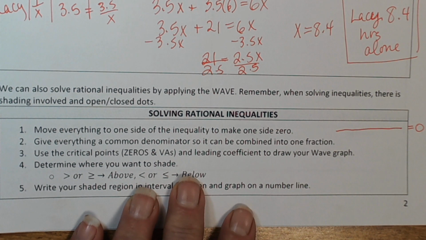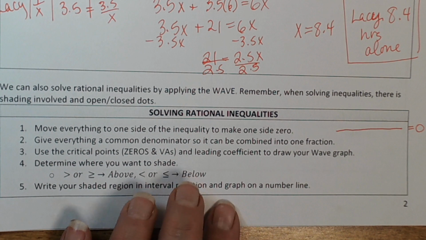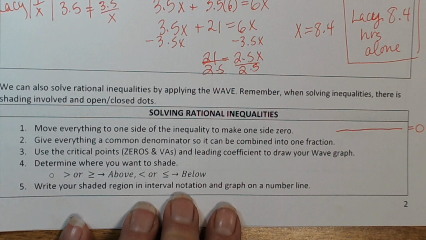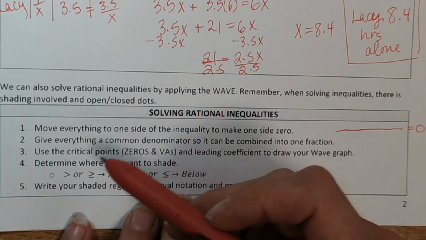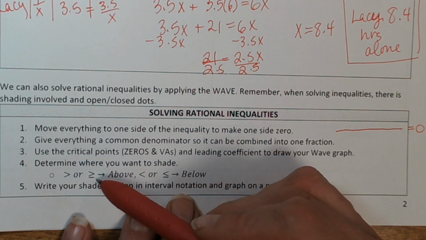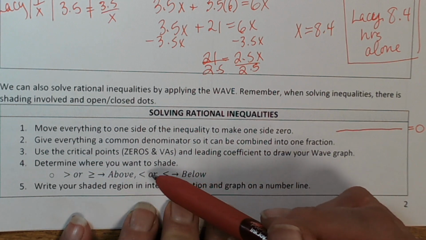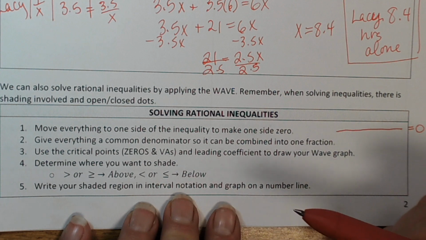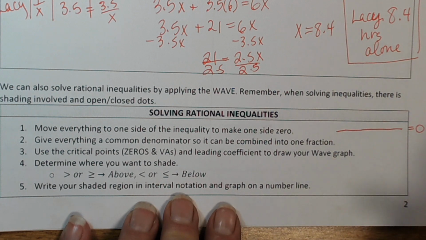Then we're going to give everything a common denominator so it can be combined into one fraction. Then use our critical points, which remember, those are our zeros and our vertical asymptotes. So we've got to think about the numerator, the denominator, and the leading coefficient to draw our wave. Then we determine, do we want it above? That's when it would be greater than or equal to, or below if it was less than or equal to. And then write your shaded region in interval notation on a number line.